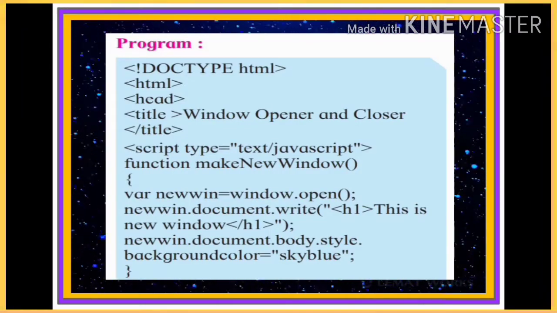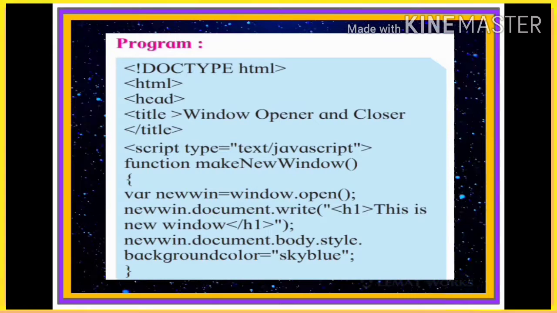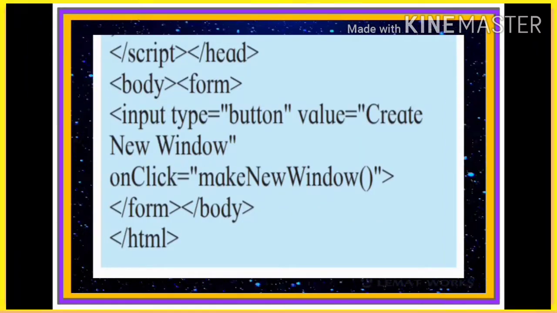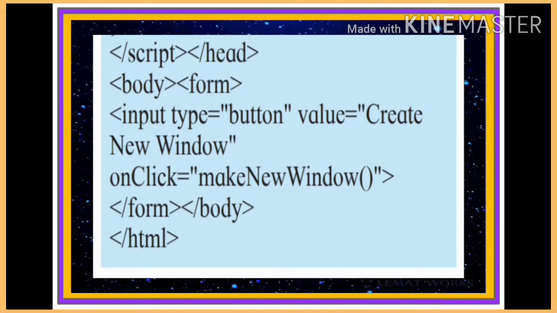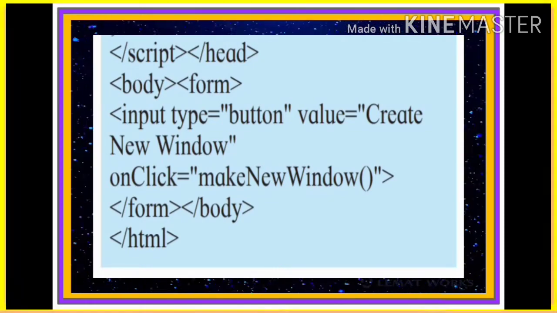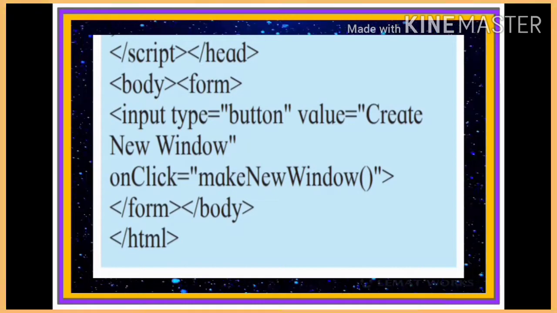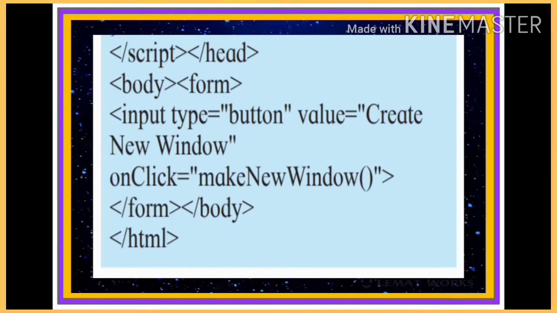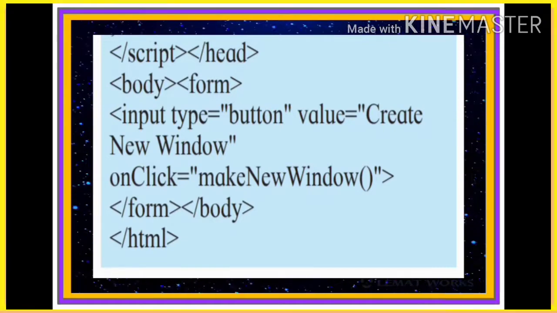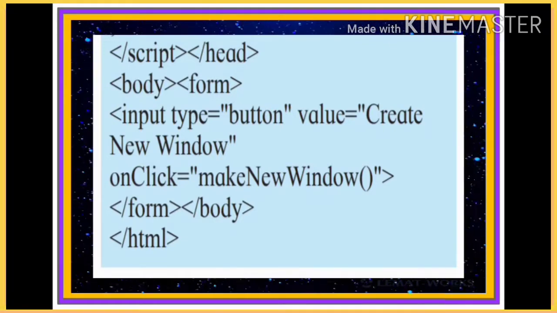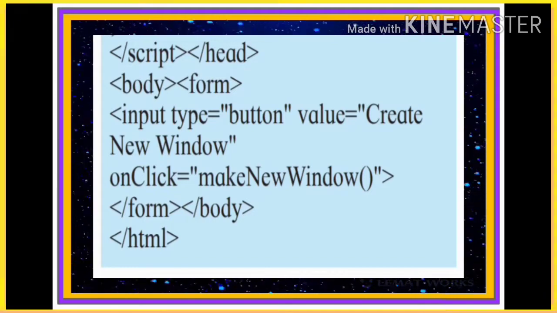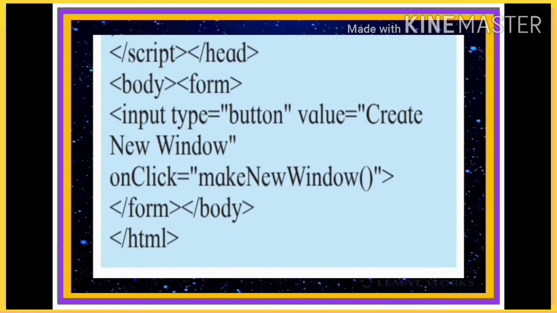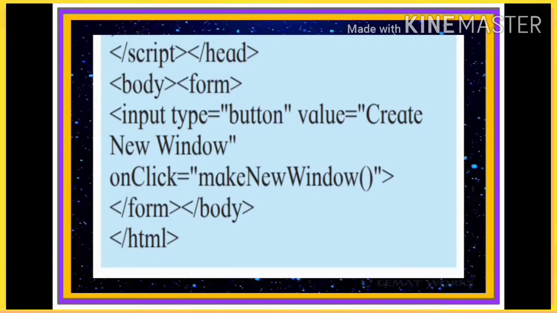Students, let's see one example related to window object. First we will see the body part. Body tag, form, mention the form tag. In next line, input type equal to button, value equal to create new window, use one event onclick, call the method makeNewWindow, close form, close body and close HTML.